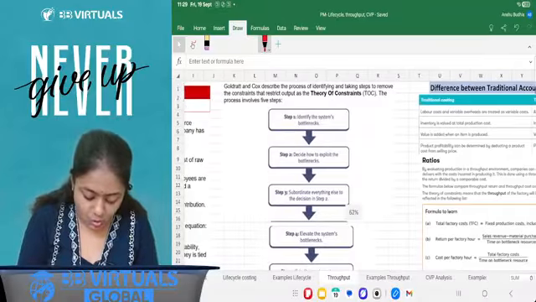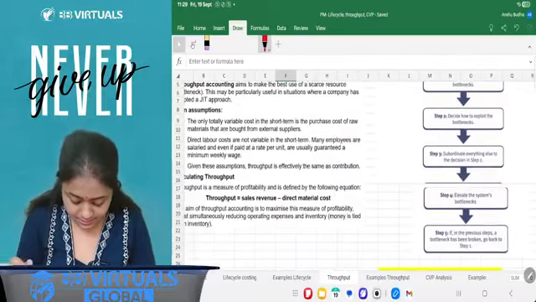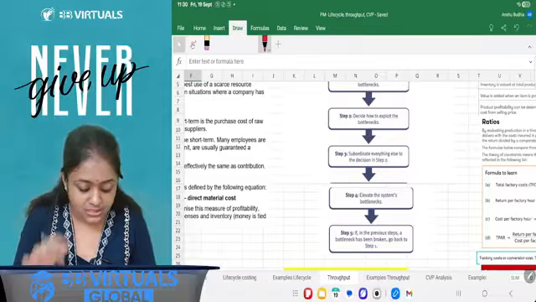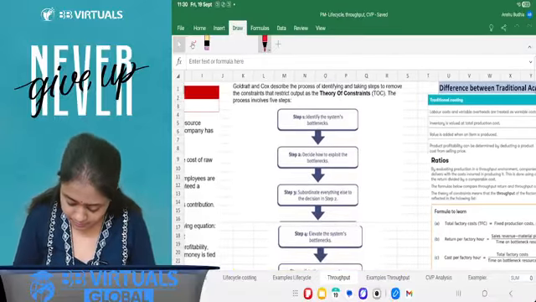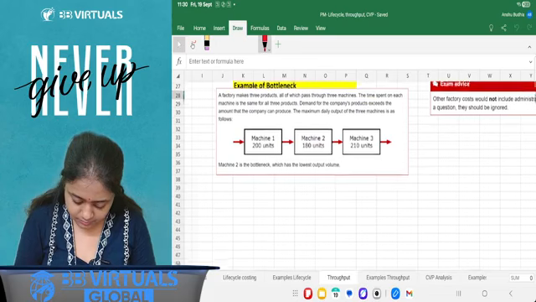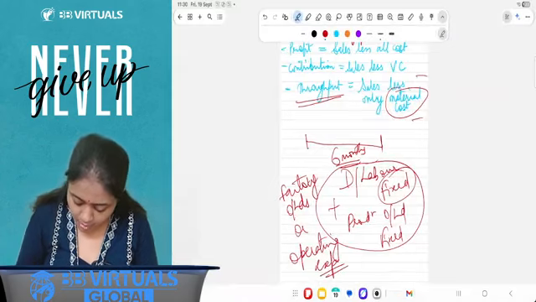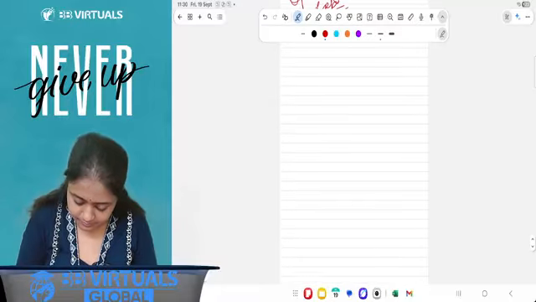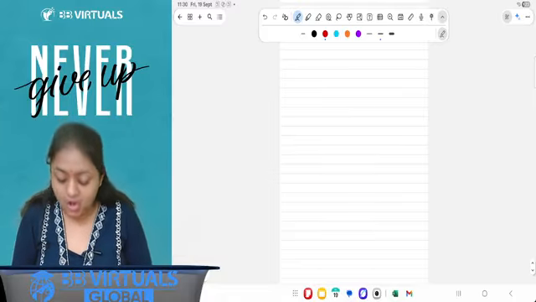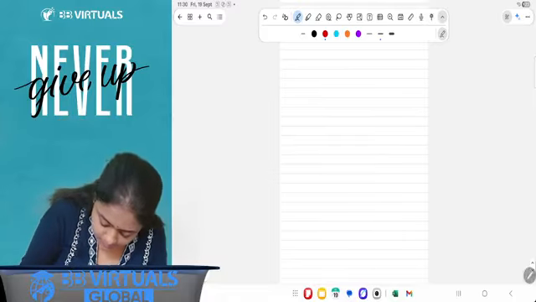So the economists Goldratt and Cox suggested this. Now one more concept of throughput: bottleneck. Let's take an example.